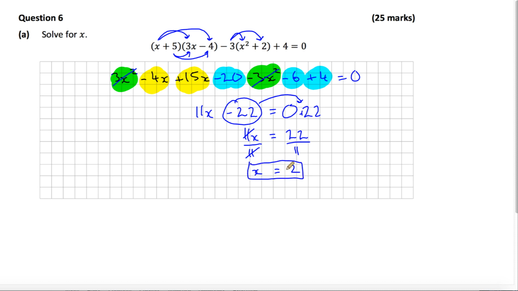That's my answer. You could verify it by subbing it back in here in place of x and checking that it gives you 0. That'll be a way to check your answer.